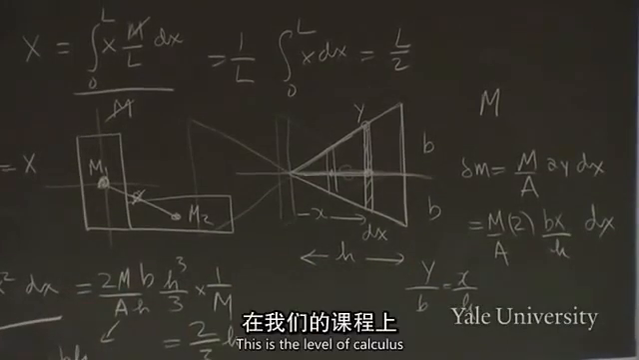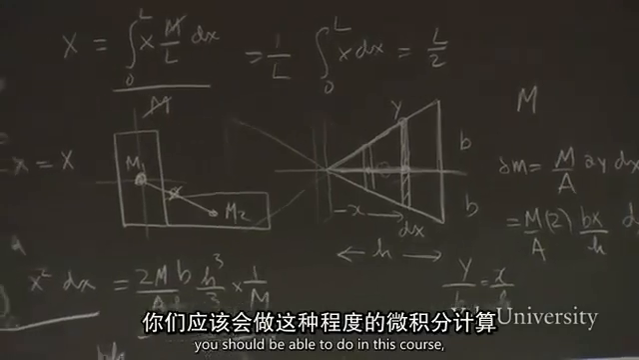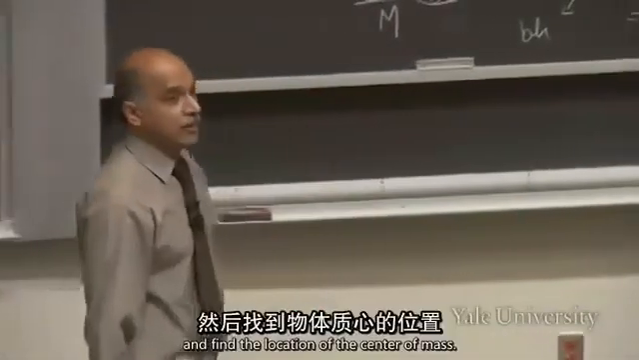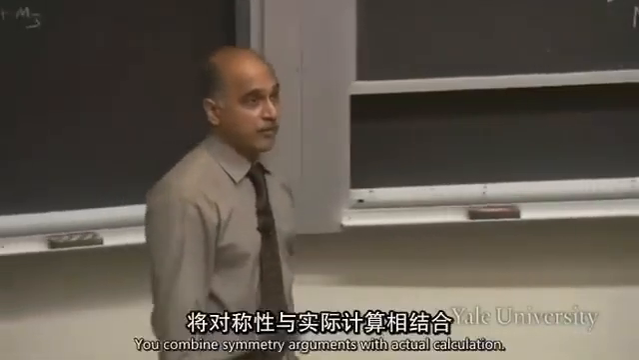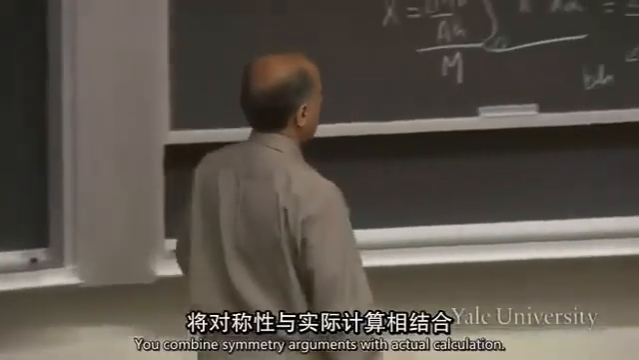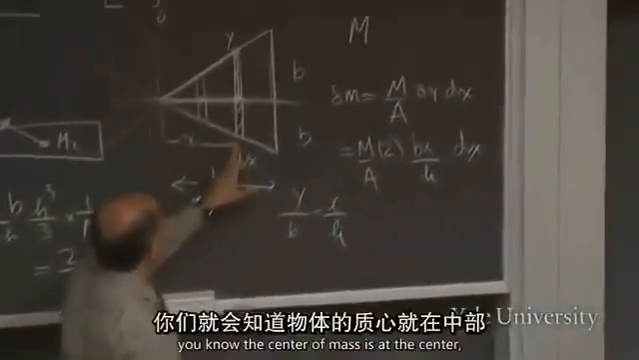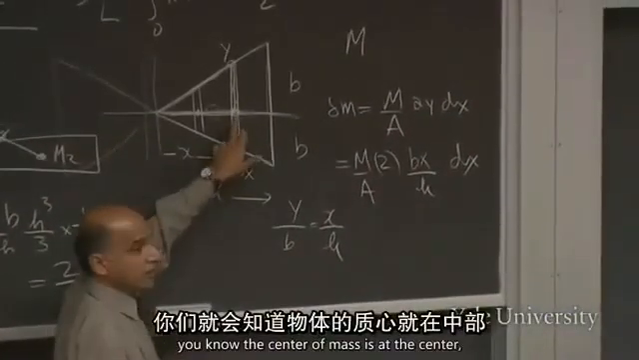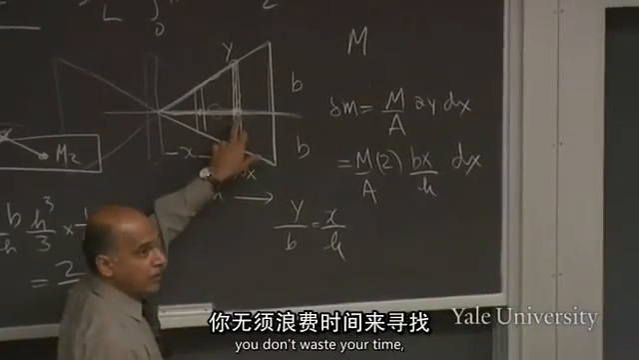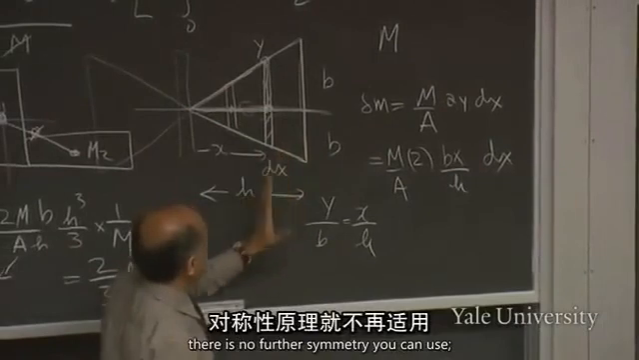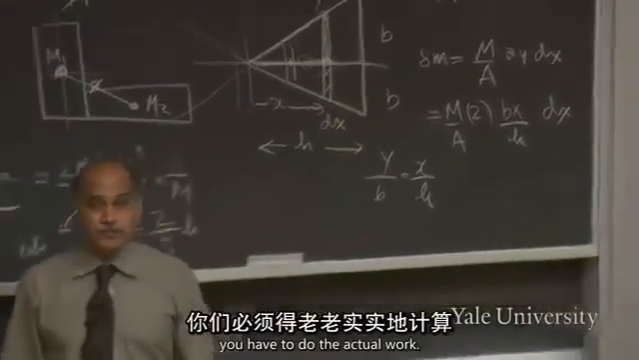This is the level of calculus you should be able to do in this course. Be able to take some body, slice it up in some fashion, and find the location of the center of mass. You combine symmetry arguments with actual calculation. For this sliver, by symmetry, you know the center of mass is at the center. You don't waste your time. But then, when you add these guys, there is no further symmetry you can use. You have to do the actual work.